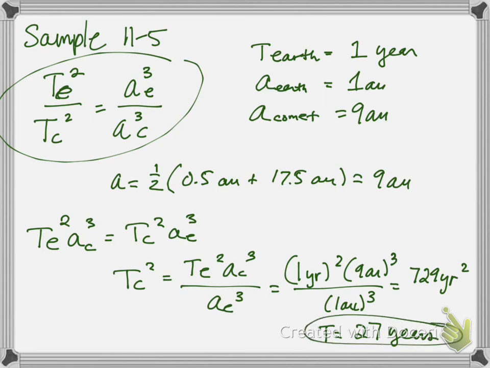So that's one way we can calculate the period of these comets if we have the other information. Quite honestly, the period is something that's going to be easier to measure, so then we could back out its average distance as well. But this is sample 11-5. You'll have some more practice using Kepler's laws in the problem set for 7-5. Good luck.